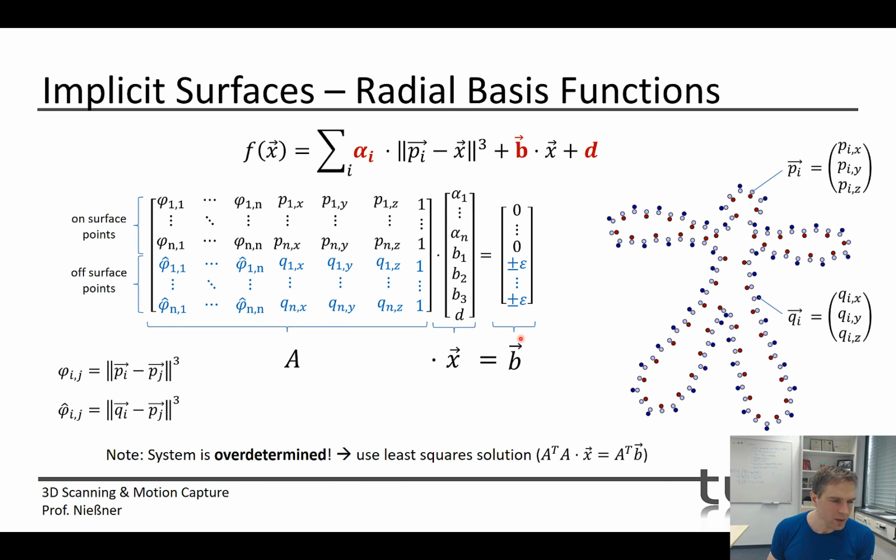Okay, so now we have an overdetermined system. Again, it's overdetermined, so we have more equations than we have unknowns. So what we do is we use the least square solution. We have the normal equation here. So we have A^T A x = A^T b. We use our favorite linear solver to solve it. And at the end of the day, we're gonna get the coefficients for our radial basis functions, right? These ones here. This is what we want.